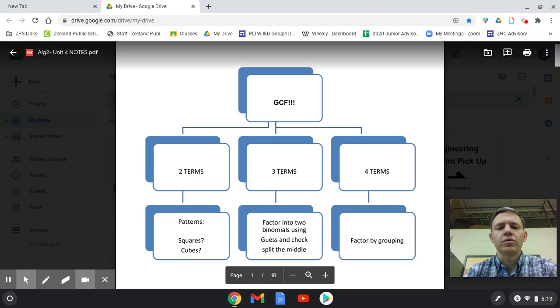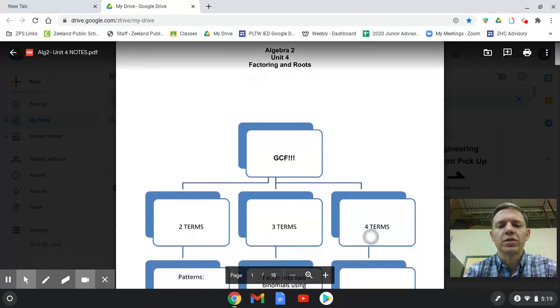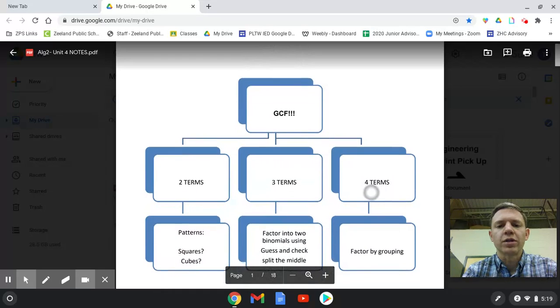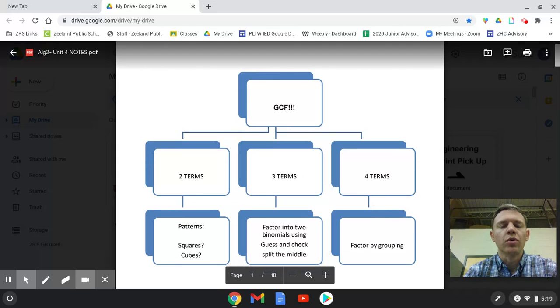Hello and welcome to Unit 4, factoring. Okay, this whole unit's going to be factoring and finding roots of polynomials. So here's a little flow chart to start us off. What do we do to factor?